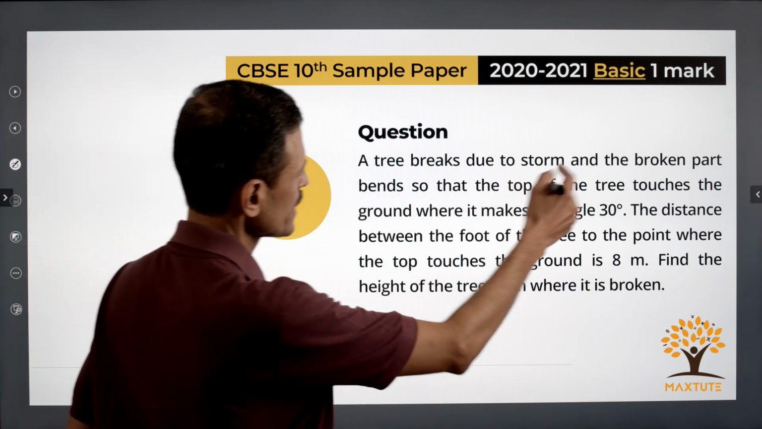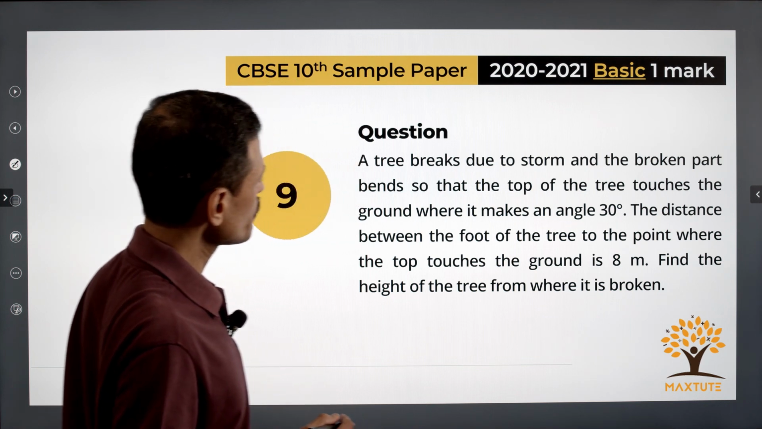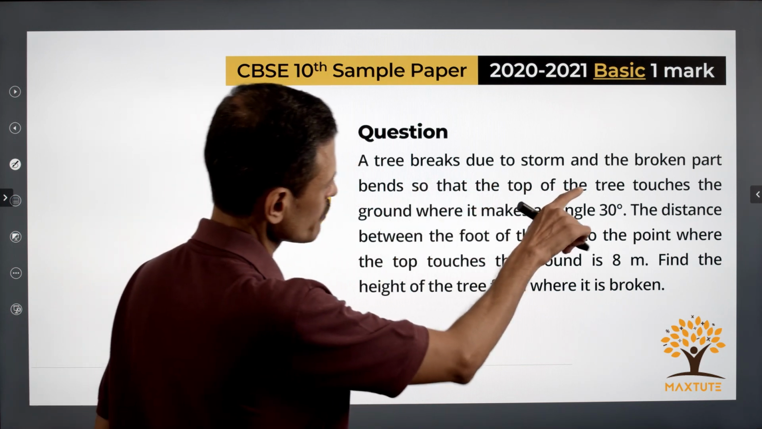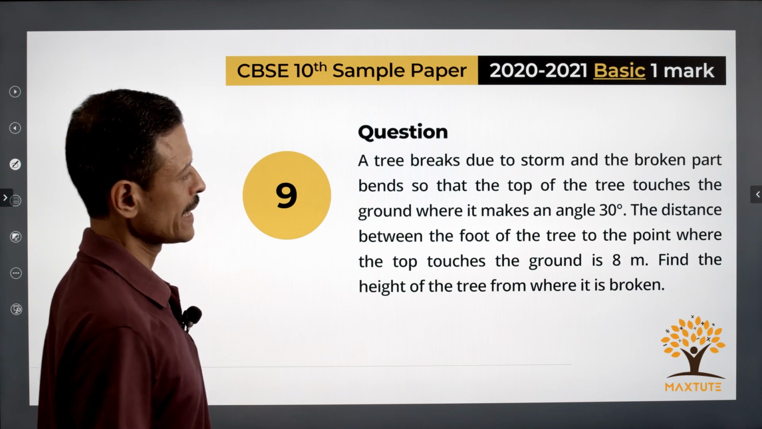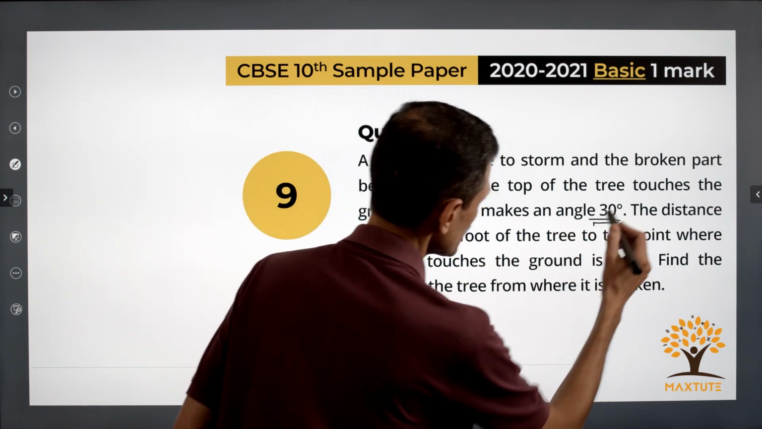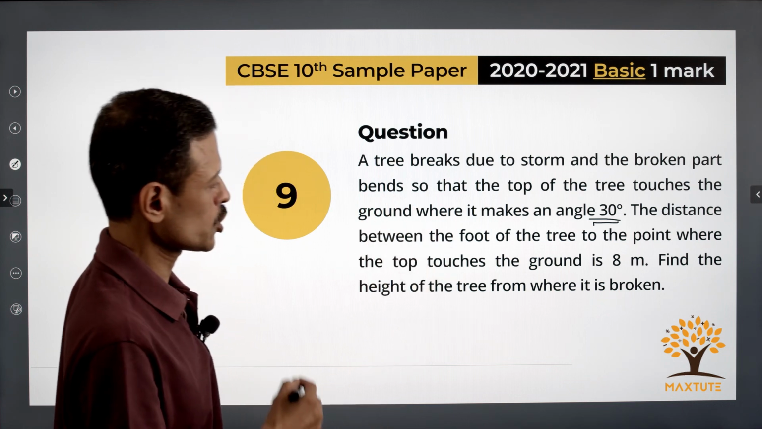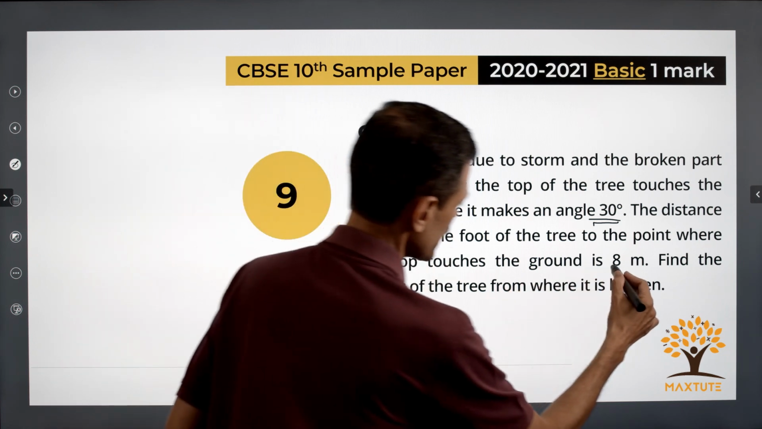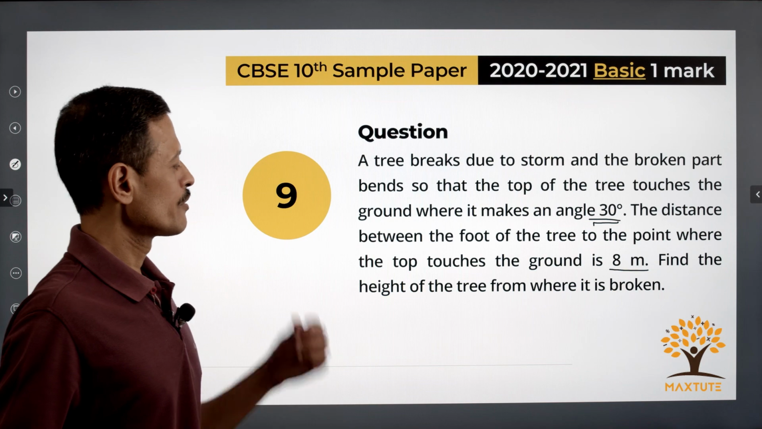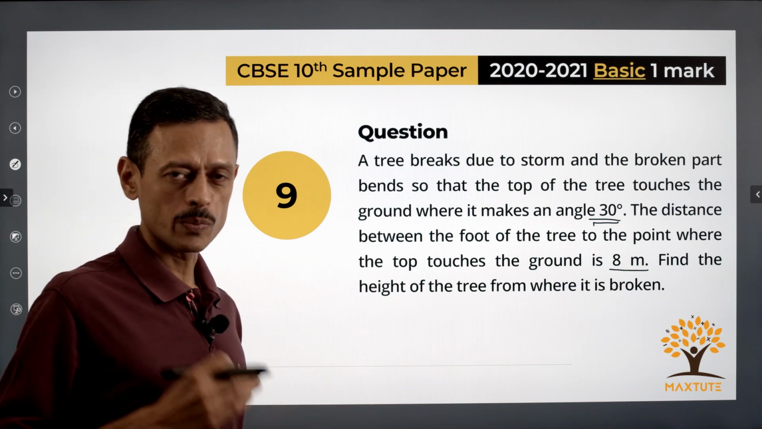A tree breaks due to a storm and the broken part bends so that the top of the tree touches the ground where it makes an angle of 30 degrees. The distance between the foot of the tree to the point where the top touches the ground is 8 meters. What is asked? Find the height of the tree from where it is broken.